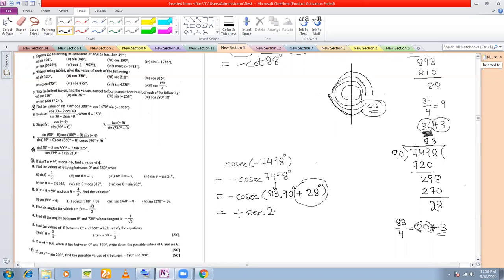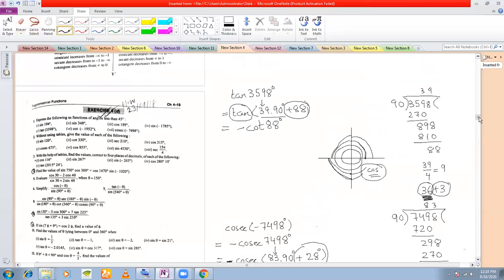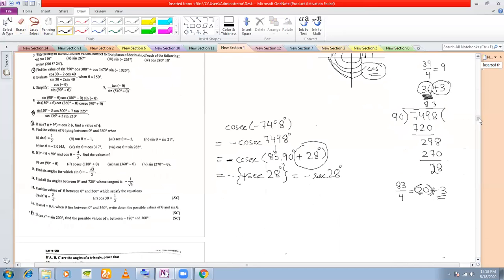But I already have a negative sign here, isn't it? So this will remain negative. The minus sign will remain as it is, and I have got my plus sec of 28 degrees. So this is minus sec 28 degrees. Was there a negative sign earlier also? No, this was a positive sign. You understood this? Because I had a negative sign, I maintained it, and then I had a plus. So that is why plus and minus became minus.